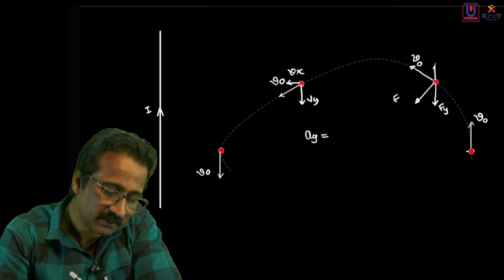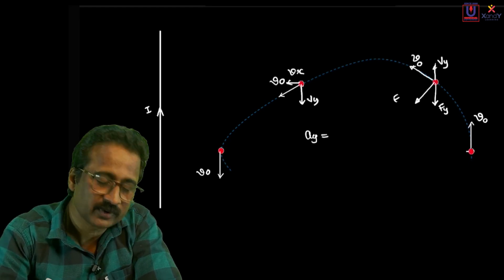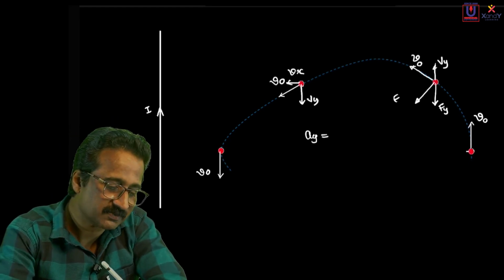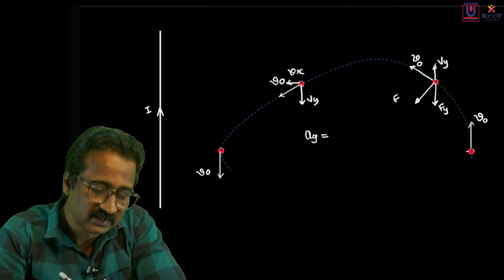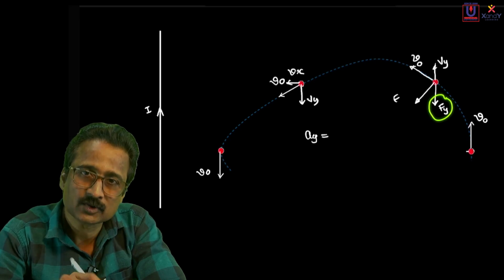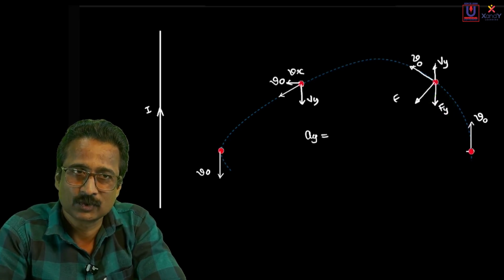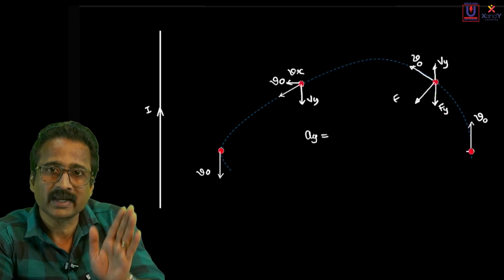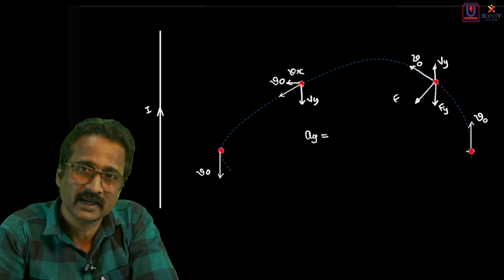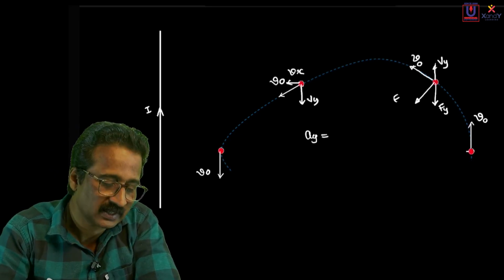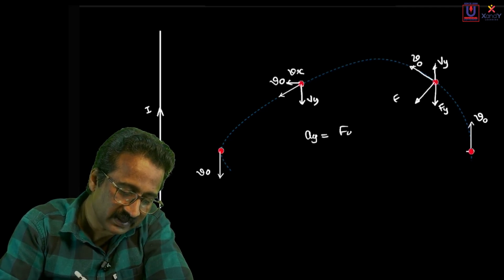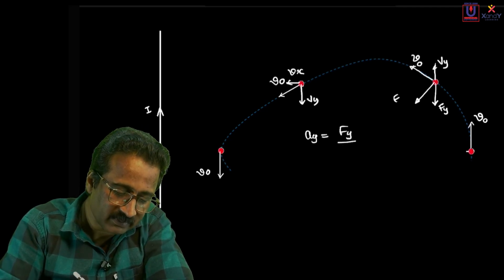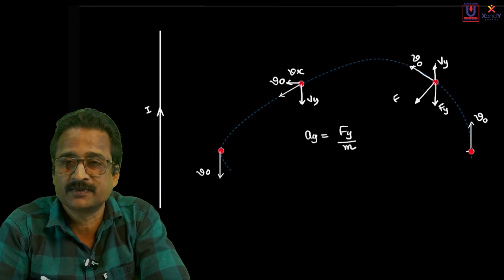And remember, the particle was having some Vy in the upward direction also. So when you look at this part, you will see that the Vy is being affected by the component Fy. That is why Vy keeps on changing. So if there is any acceleration in the y direction, it is because of the Fy. So Fy actually produces the acceleration. So I can say that the Ay is because of Fy, and force by mass is acceleration. This is our first step.